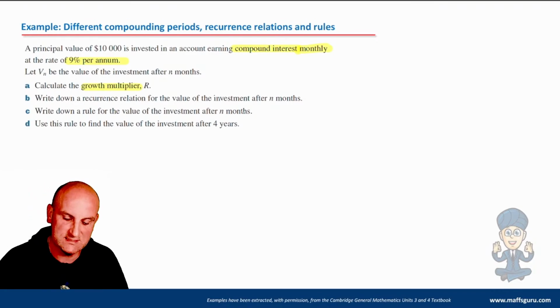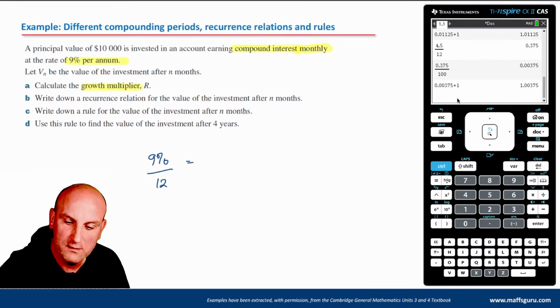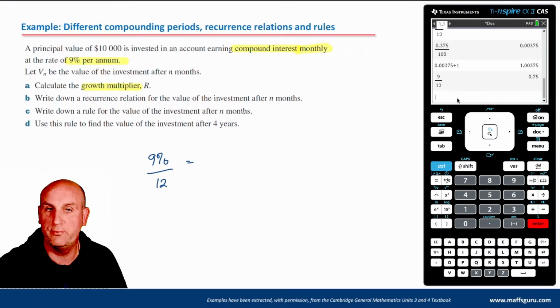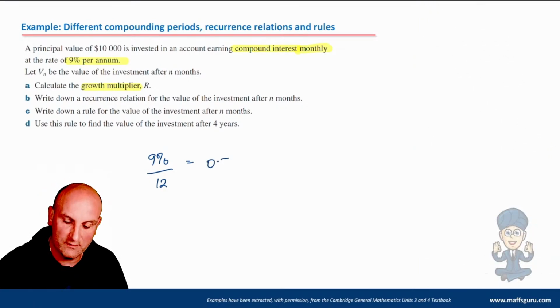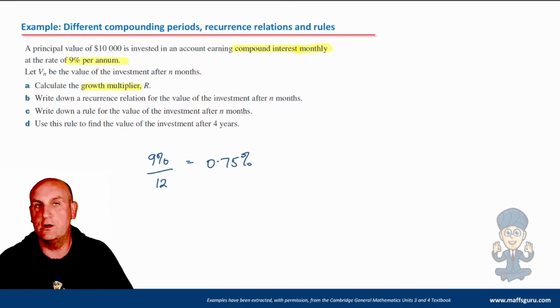So what I tend to do is I say, well, I've got 9% per annum. I've got 12 months. So basically, I'm going to do 9 divided by 12. 9 divided by 12 gives me 0.75. And again, that is percent. That is not my growth multiplier. That's just my value of little r.